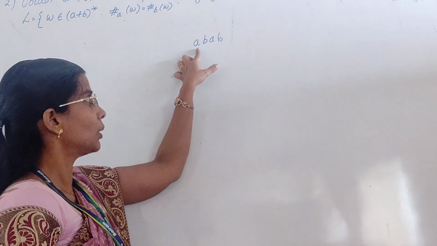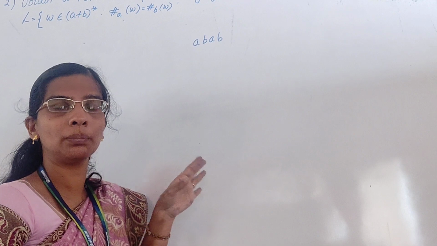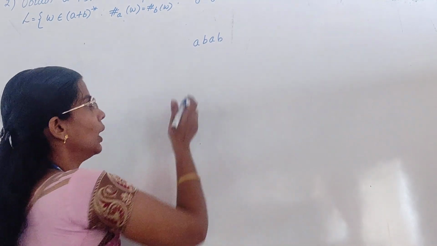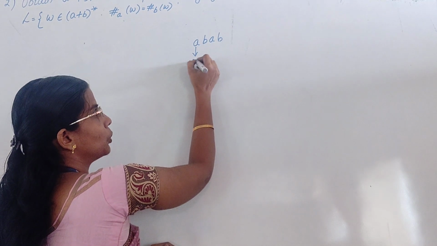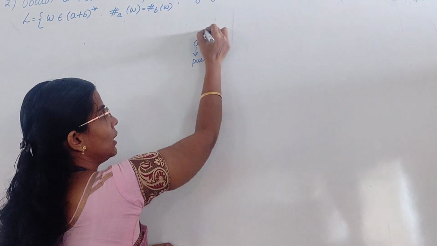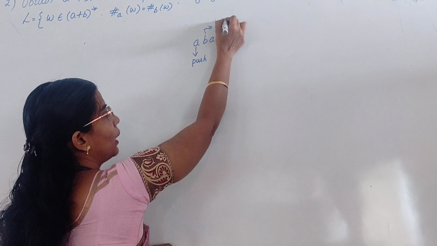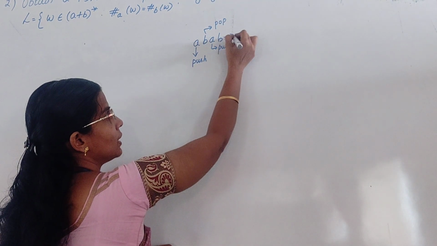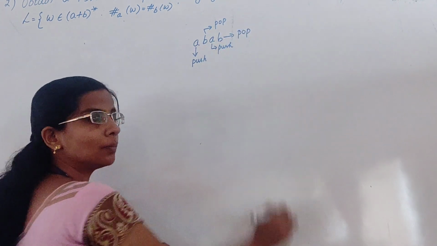But here, suppose my first symbol is a. So whenever I see a, I have to push. Next when I see a b, I have to pop. Again when I see a, I have to push. And when I see a b, I have to pop.